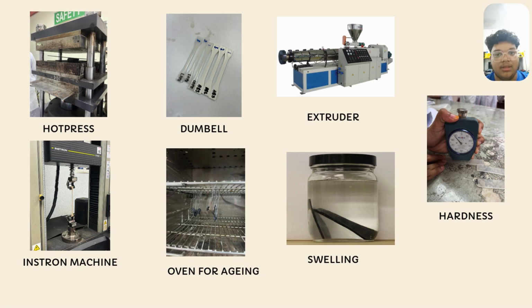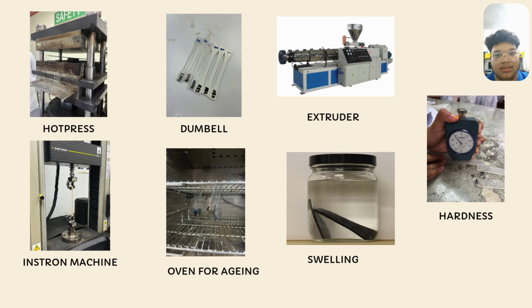The instron machine tests the mechanical properties of material by applying a force that stretches or compresses a sample, recording its deformation and providing data on strength and flexibility. In the oven for aging, polymer samples are exposed to controlled heat to simulate long-term environmental exposure, helping evaluate changes in properties like hardness and flexibility over time.